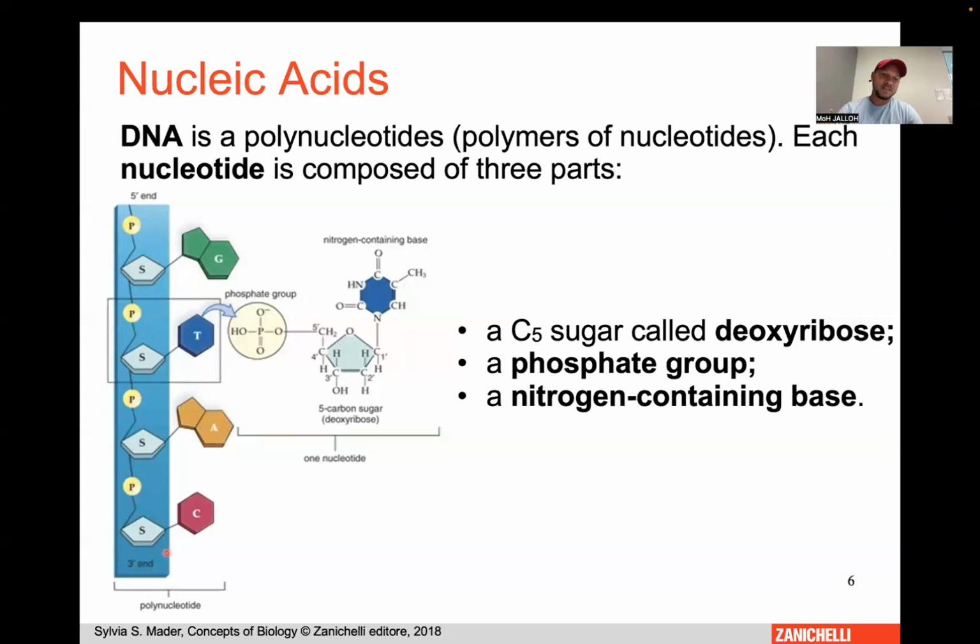Now we have our DNA right here. This is a polymer now, a polymer of nucleotides. So this is a nucleotide on its own. This is a guanine. The nitrogen containing base part of the DNA is what differentiates the different types of nucleotides.